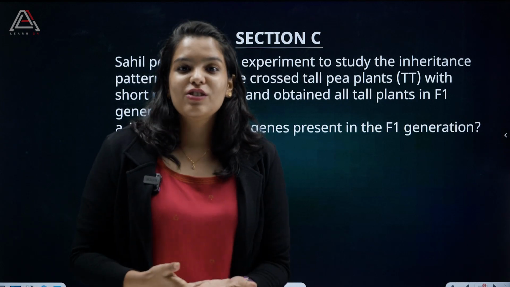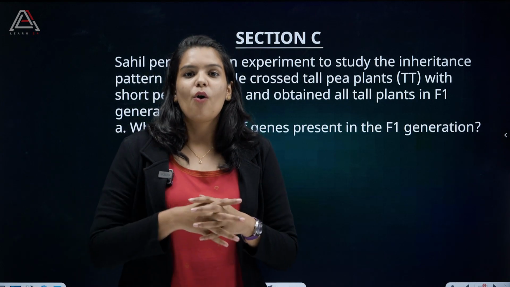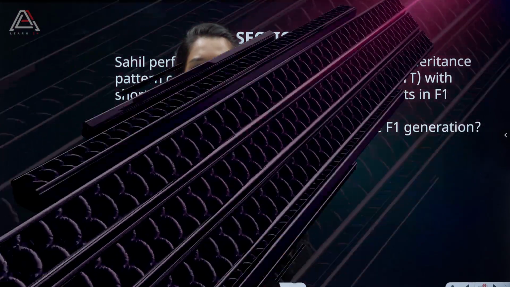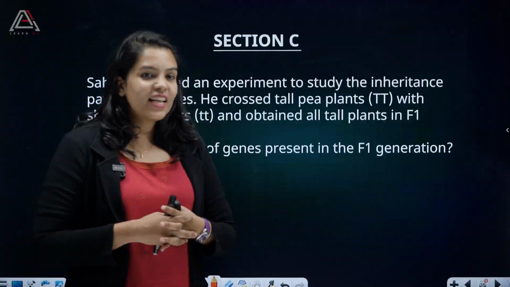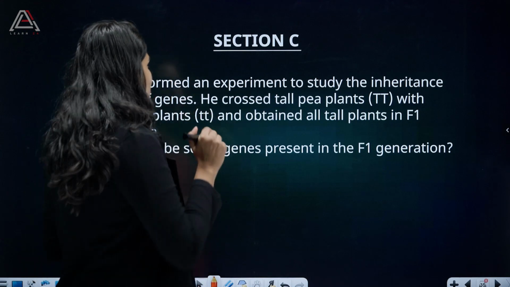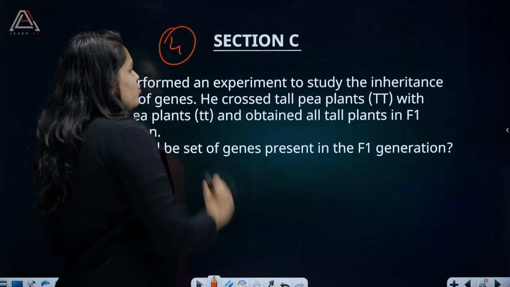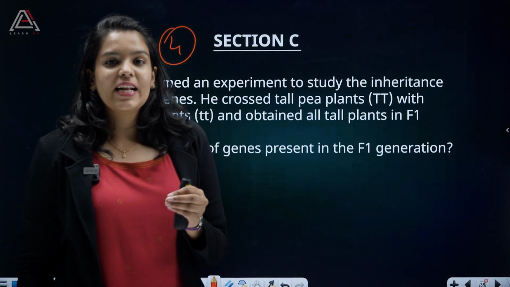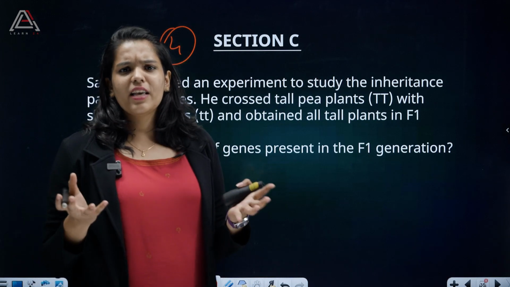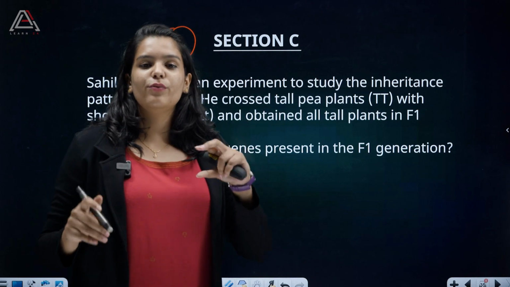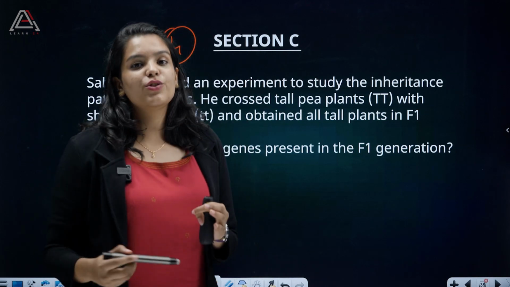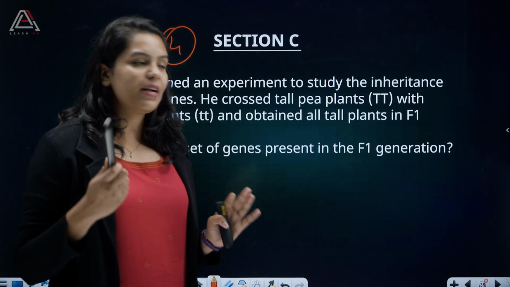I hope you understood this B section and are clear with all the questions and all the answers which I have provided to you. Moving on to section C. Section C questions comprise 4 marks, right? In this section C, you will be provided a case-based question. What is the case-based question about? Basically, you will be provided a paragraph with information and the questions will be asked according to that paragraph.